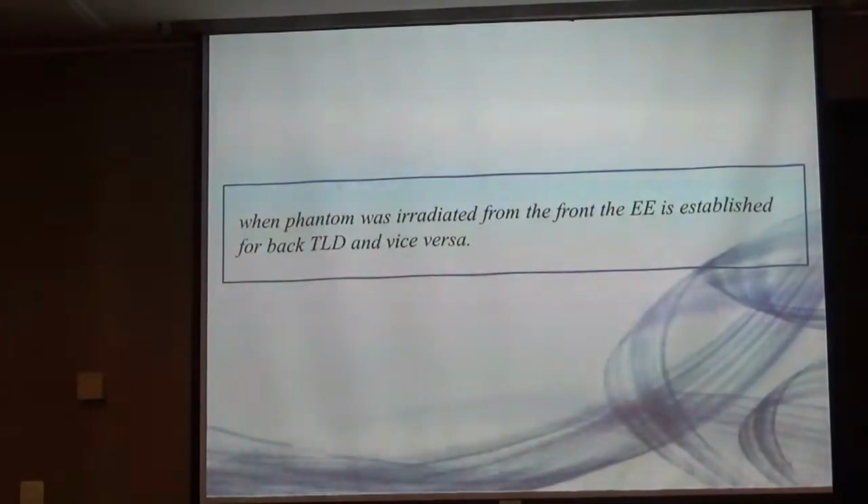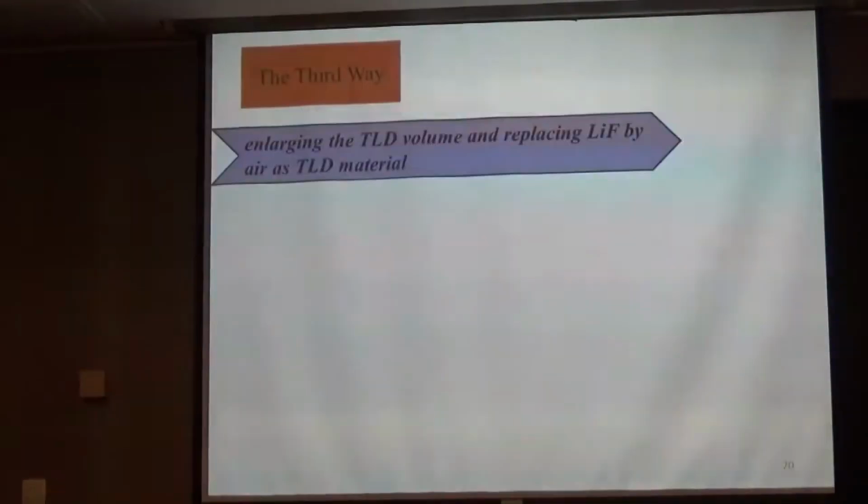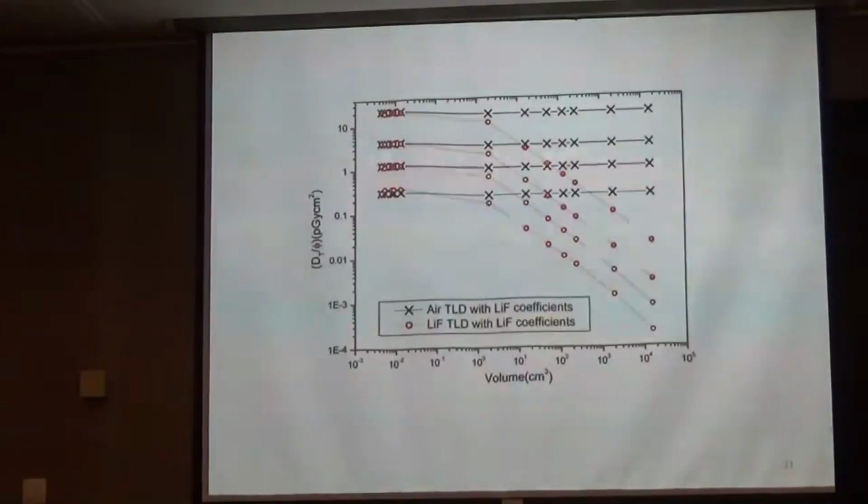The third way is enlarging the TLD volume and replacing LiF with air as the TLD material. The star F4 tally was used to obtain a track length estimate of the photon energy fluence in the cell. The result of this tally should be combined with the dose factor to calculate the curve. The figure exhibits the result of the star F4 tally for air and LiF TLD. The red is the LiF TLD and the black is the air TLD.